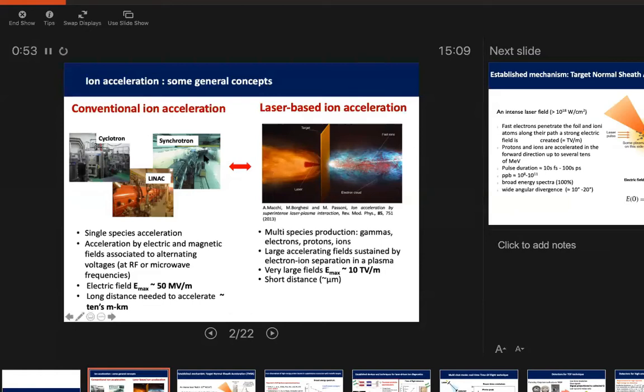In fact, as you know, ion acceleration is conventionally performed using very huge machines such as cyclotron, synchrotron, or LINAC, which allow you to accelerate a single species using a very huge and expensive machine. The typical electric field in this machine can reach a value of about 50 megavolt per meter. But of course, to increase the energy that you want to reach, you also have to increase the dimension of the machine and the distance.